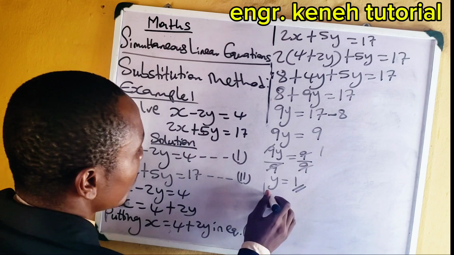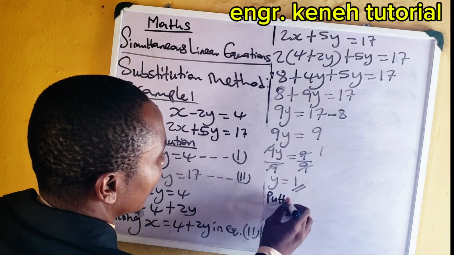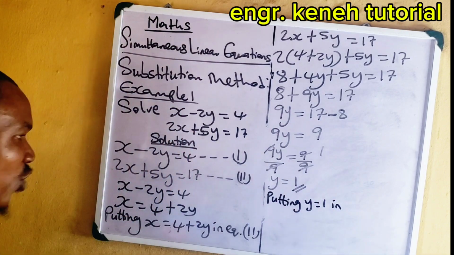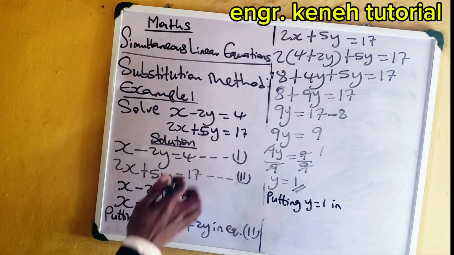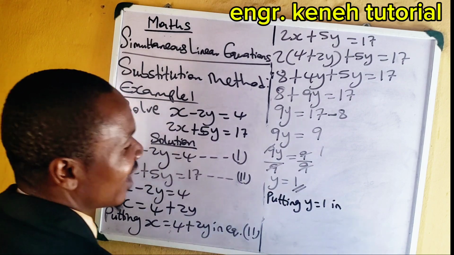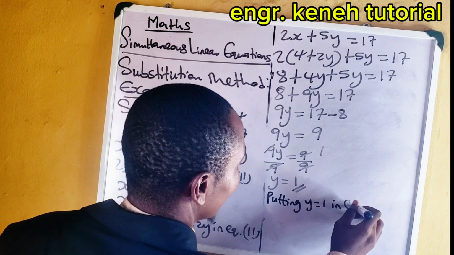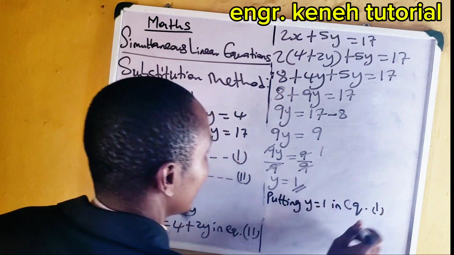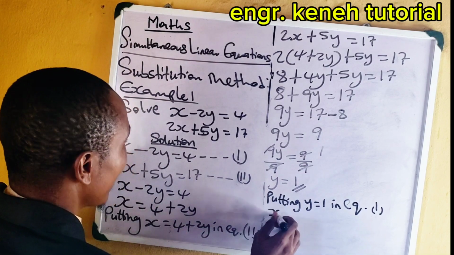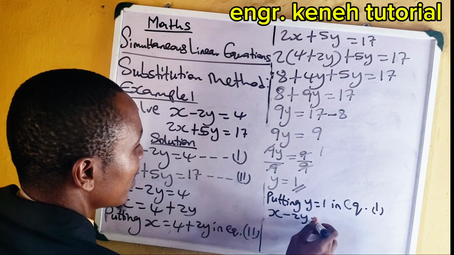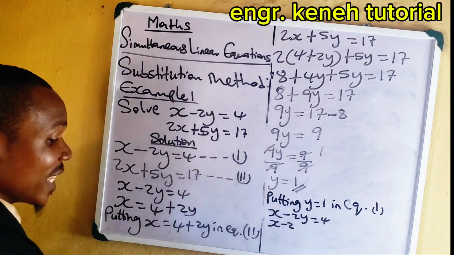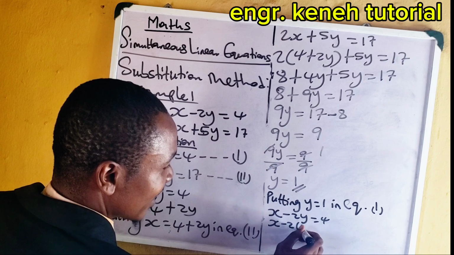All right, so we now say put y equals 1 in. At this point, you can choose any equation. You can choose equation 1. You can also choose equation 2. It does not matter. But that first one, you have to choose the second equation. So now let me choose equation 1. I'll say in equation 1 like this. Anywhere I see y, I will call it 1. So look at equation 1. I have x minus 2y equals 4. So I have x minus 2, and instead of writing y, I'll write its equivalent, which is 1 like this. Can you see it?